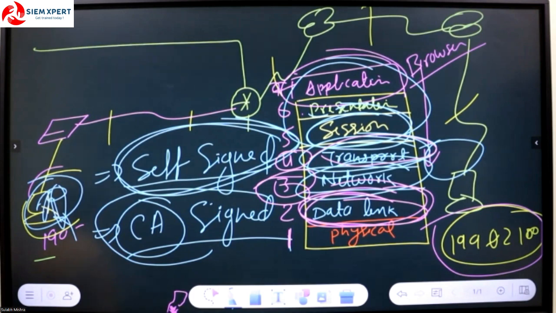Cables, connectors, and what else? Cables, connectors, and repeaters come under the physical layer, layer number 1, right? Understand? While switches, hubs, and bridges come under layer number 2. Any device which understands the MAC address comes under layer number 2.